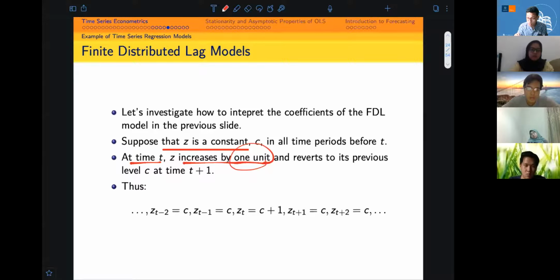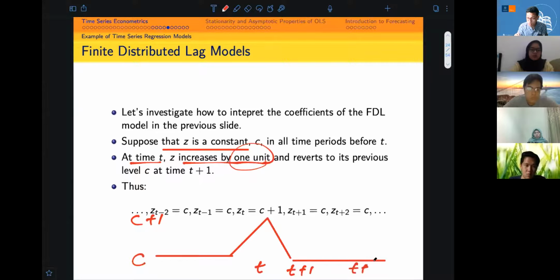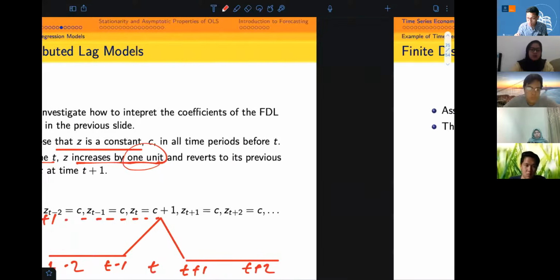Okay, so the idea is that it's going to be C, and then it's going to jump to C plus 1, and then it's going to go back to C. So this is C, and then this is C plus 1. This is at time T. This is at T plus 1, T plus 2, T minus 1, T minus 2. Okay, so that's the idea.